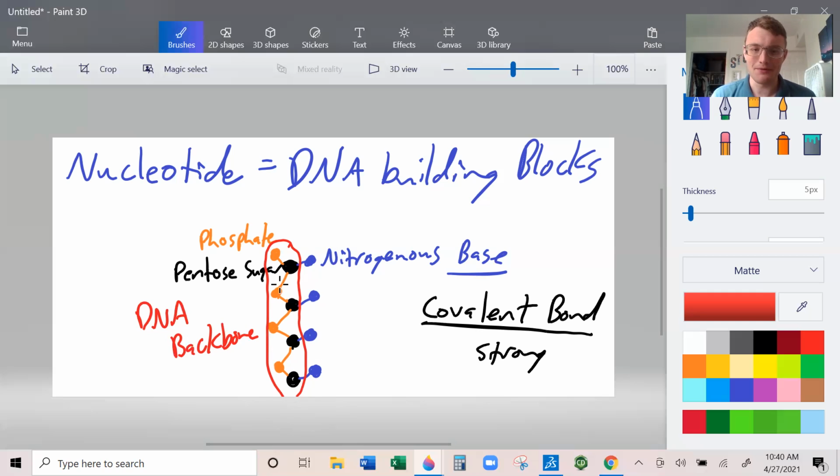So the sugars and the phosphates together make up the DNA backbone, and the nitrogenous bases poke off into the middle. And then a phosphate, a sugar, and a nitrogenous base make up one nucleotide. So this right here is one nucleotide. And this column right here of the sugars and the phosphates all connected together, that is the DNA backbone. Okay? So good so far?